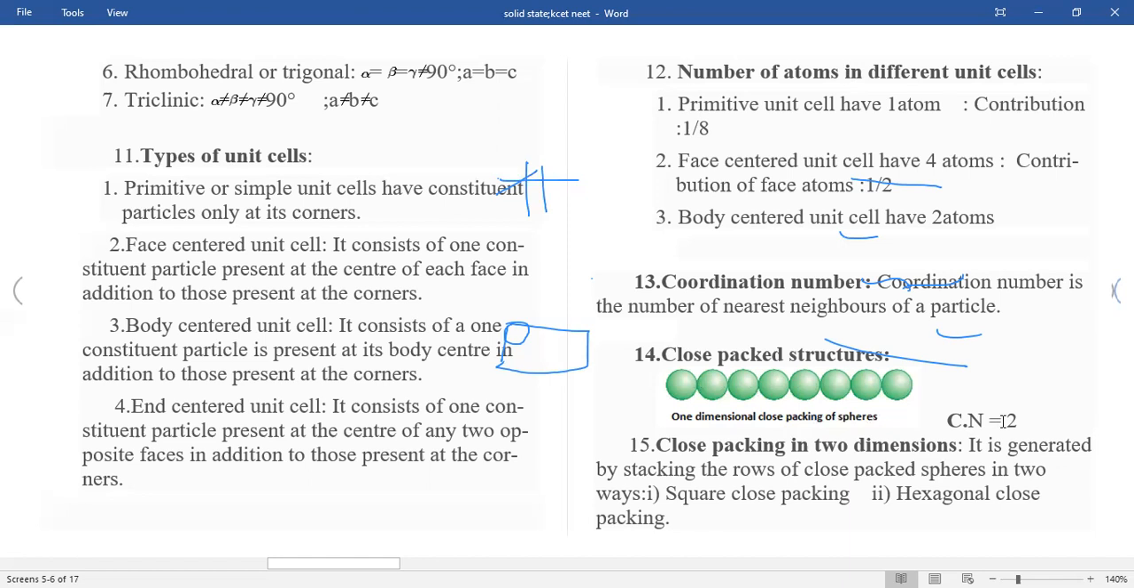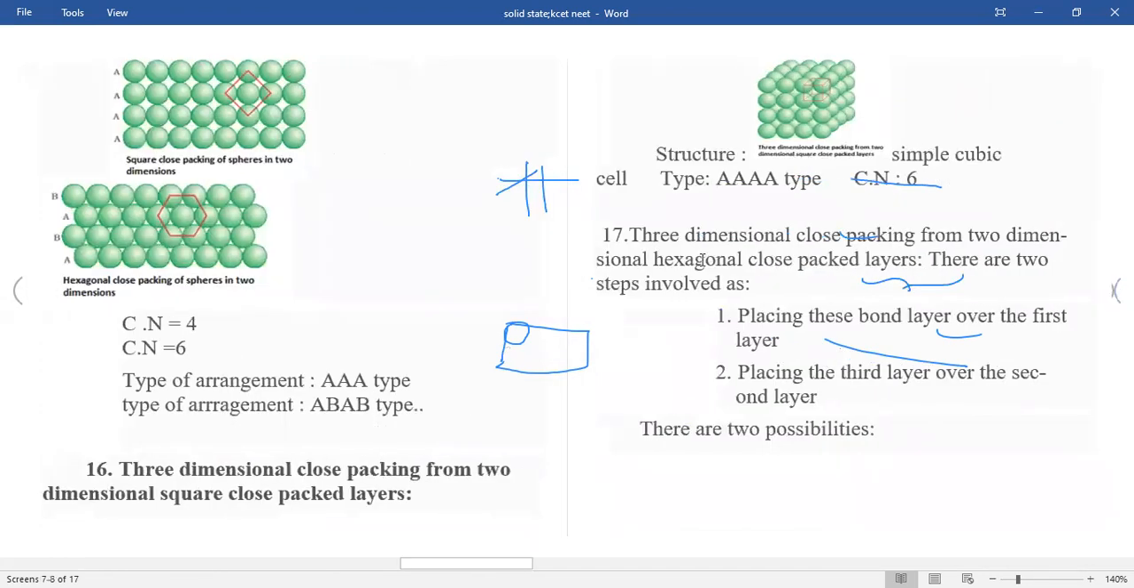Now close packing in 2 dimensions. In 2 dimensions, I can arrange the constituent particles or the spheres. It is generated by stacking the rows of close packed spheres in 2 ways. So close packing in 2 dimensions can be done in 2 ways: one is square close packing, one is hexagonal close packing. Now what do you mean by square close packing, and what do you mean by hexagonal packing?